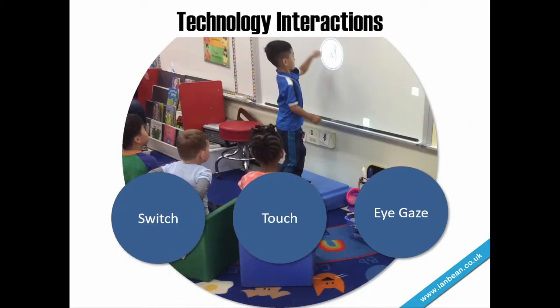So how do students in this specific group access technology? Well, usually it's one of three different ways. They'll either access technology with a switch, with a touch device, or more recently with eye gaze systems. And in this video we'll explore each of those in turn, looking at the strengths and weaknesses of those access systems for individual students. We'll look a little bit at assessment, we'll look a little bit at teaching practice, and we'll look at what constitutes success for students.